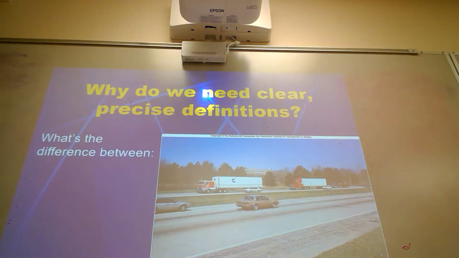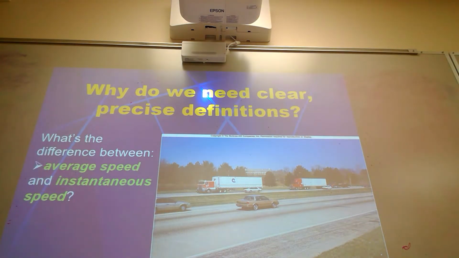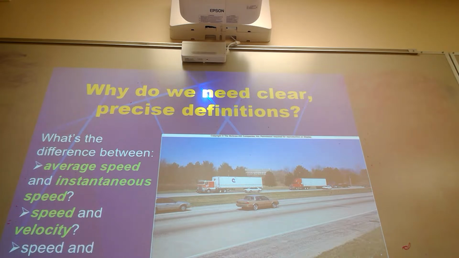Why do we need clear, precise definitions? What's the difference between average speed and instantaneous speed? Speed and velocity. You can probably guess the difference between average and instantaneous speed, but you probably can't guess the difference between speed and velocity by the physics definition. So we're going to look at these and the difference between speed and acceleration. You might be able to figure out something in that one.